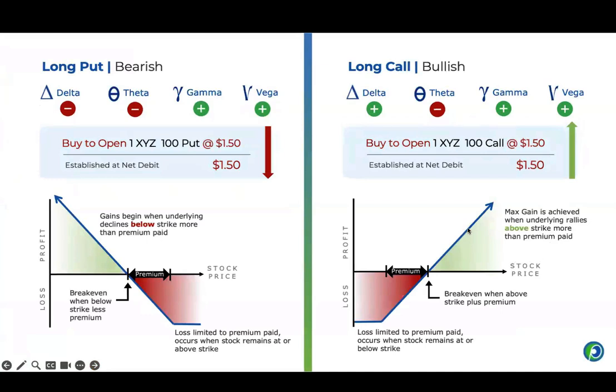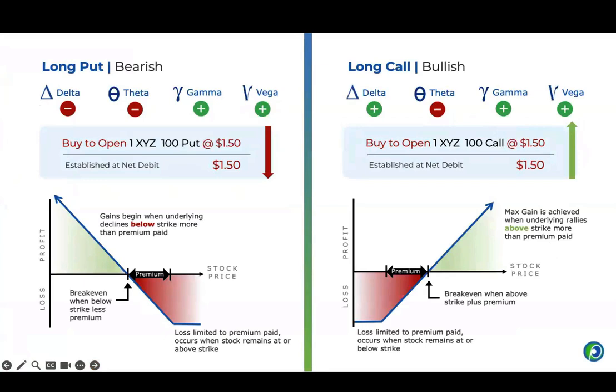All right. So very simple. Let's start with our strangles and straddles. Before we do that, just the basics. So this is what I'm talking about with the amplifying and mitigating, right? So long put is bearish. We know that we just need to overcome the amount that we paid.